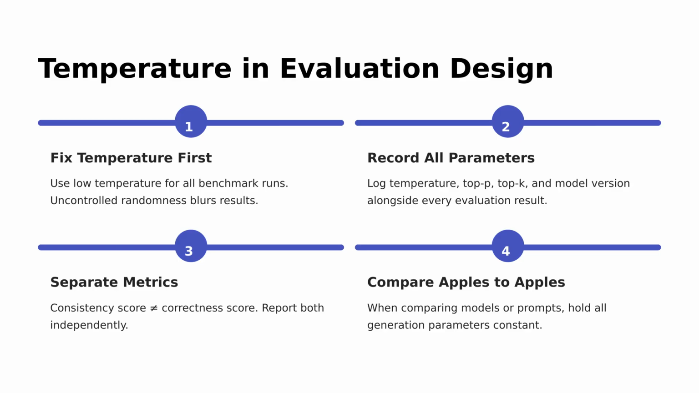When designing evaluations, control temperature first. For benchmark runs, keep it low so randomness doesn't muddy the results. Just as important, record every generation setting, including temperature, top-p, and the exact model version. Also, separate consistency from correctness. They measure different things and should be reported independently. And whenever you compare prompts or models, keep all generation parameters fixed so you're making a true apples-to-apples comparison.